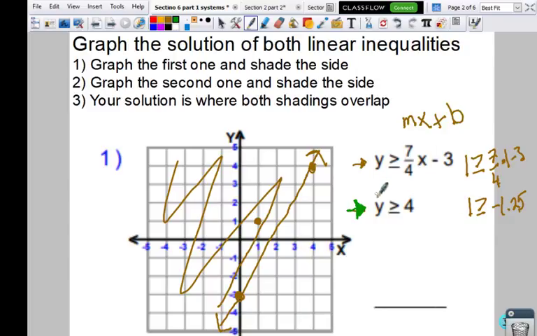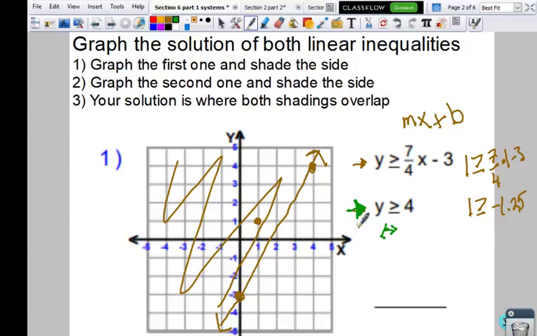All right, and this is y is greater than or equal to 4. So on this one, it's just a y, right? A y and then a 4. If it is just a y, well, is my line going to go left and right or up and down? It's backwards. It's going to be left and right at 4.